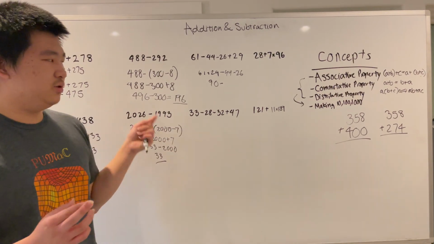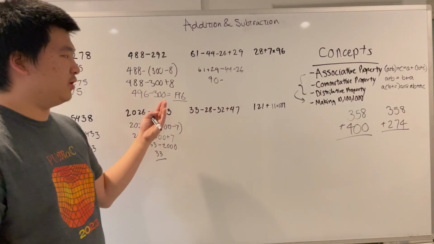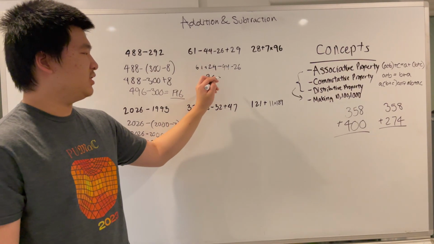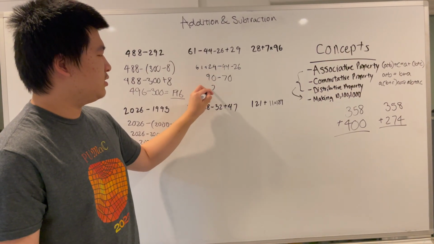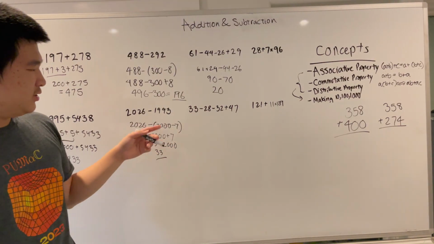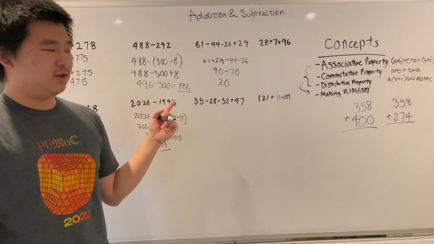And we can formalize this using the distributive property in reverse. But 44 plus 26 is 70. So our answer is just going to come out to 20. Now it's a similar idea with this one. You can pause if you'd like to take a try.